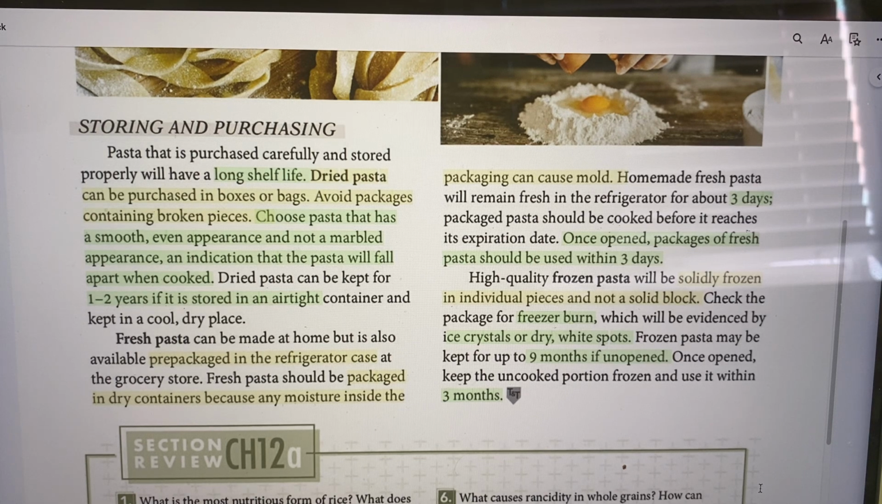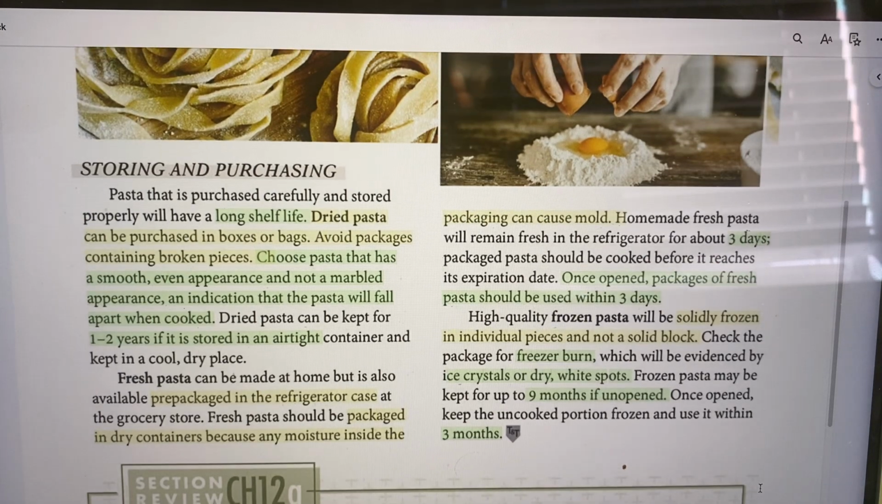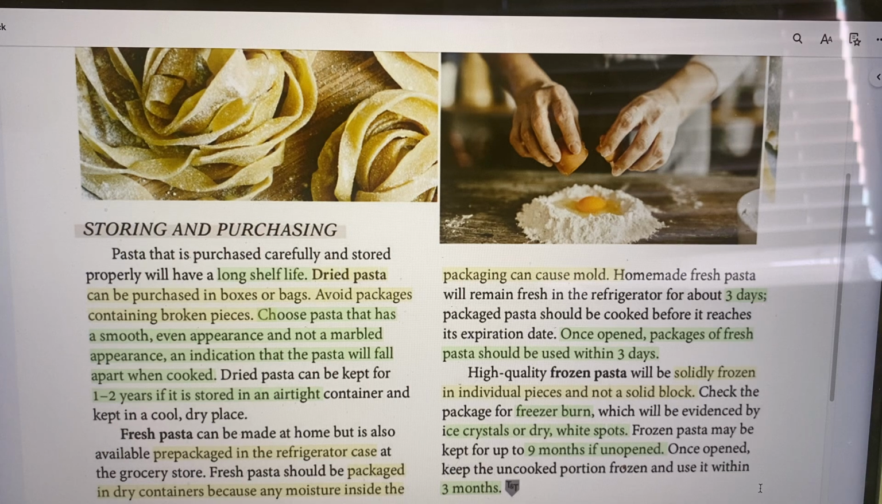Fresh pasta can be made at home, but is also available prepackaged in the refrigerator case at the grocery store. So fresh pasta should be packaged in dry containers because any moisture inside the packaging can cause mold. So homemade fresh pasta will remain fresh in the refrigerator for about 3 days after you cook it. And packaged pasta should be cooked before it reaches its expiration date, of course. Once opened, packages of fresh pasta should be used within 3 days.